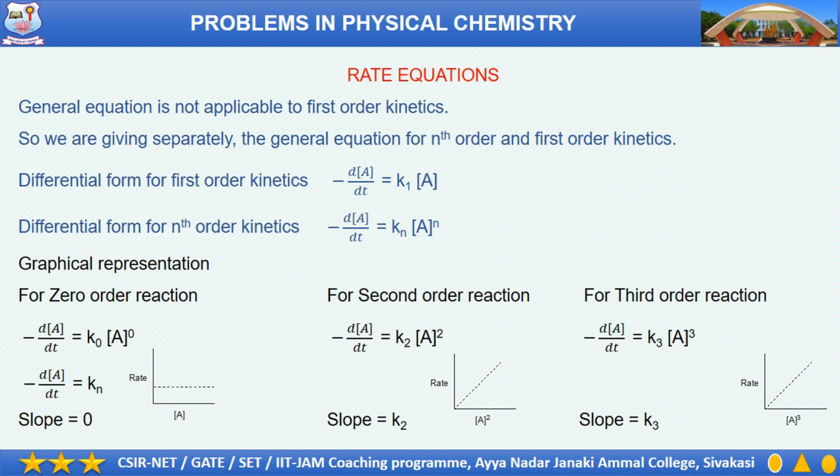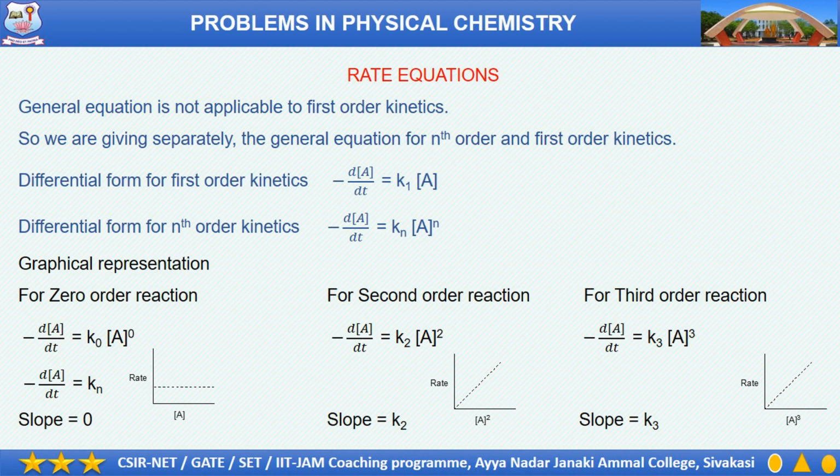For a second order, the equation changes into K2 into A power 2. If you plot this for a second order, what is the differential rate form? Minus dA by dt is equal to K2 into A power 2. If you take the rate as y, and A power 2 as x, with the constant as the slope m, then y is equal to mx. Therefore, instead of x you plot A power 2, and as the concentration of A changes, you will get a straight line with no y-intercept. It starts from the origin, and the slope is positive, going on increasing. The slope is nothing but K2. Therefore, the slope is equal to K2 for a second order.